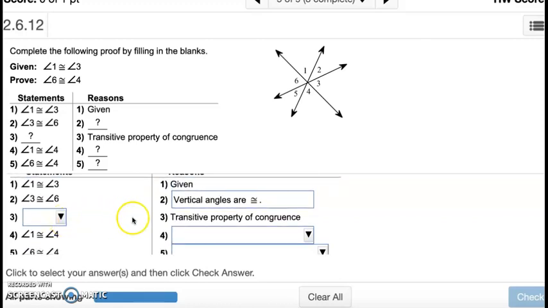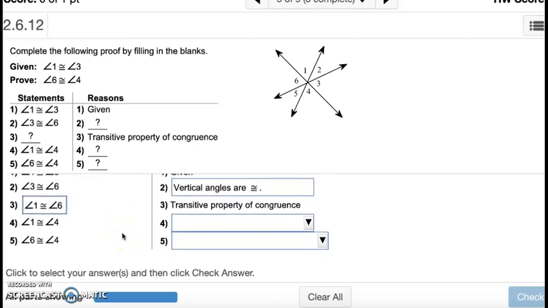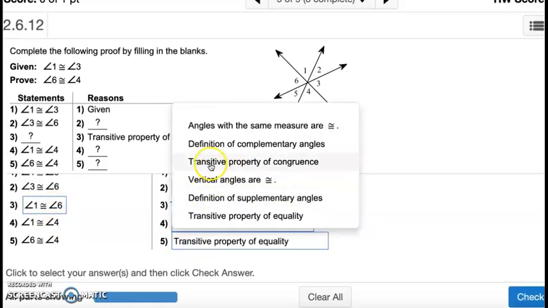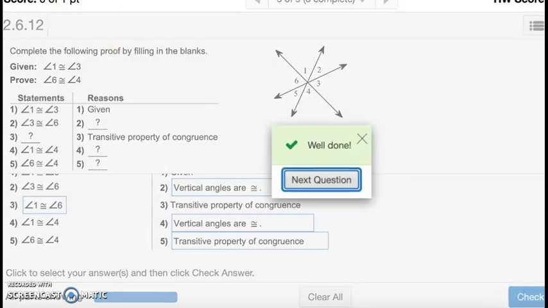We can infer through the transitive property that if angles 1 and 3 are equal, and angles 3 and 6 are equal, then 1 and 6 are going to be equal. Okay, and that's the transitive property. Statement 4 says angle 1 is congruent to angle 4. Angles 1 and 4 are vertical angles, so the same thing. Vertical angles are congruent. And then, again for 5, angles 1 and 6 are congruent, and 1 and 4 are congruent. Therefore, 6 and 4 are congruent. And it will be the same reason as earlier, transitive property of congruence. And that is number 5.